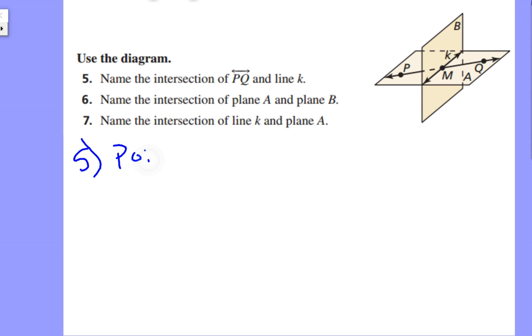So at point M. Now, the intersection of plane A, so here's our A. Remember, A is not a point on the plane. It is just simply a way to label the plane. So plane A and plane B are going to intersect. Remember, two planes intersect at a line, so it's going to be here at line K.